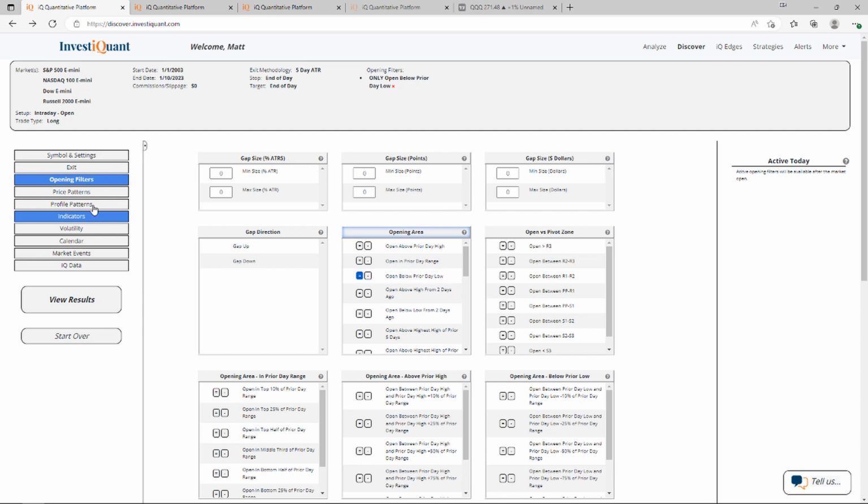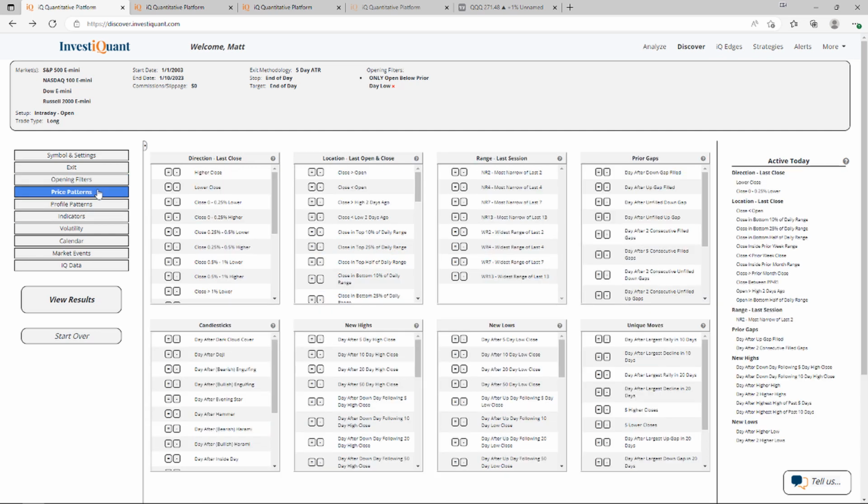The next thing I'm going to do is go to this price patterns library, and I'm going to grab two pieces of information that describe yesterday's activity. The first one I'm going to grab is from the new highs section, from the act of today. And I'm going to click on the one that says yesterday was the highest high of the past 5 days. It's right here. I'm using 5 days.